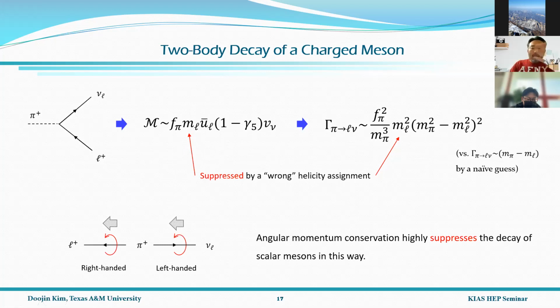So this behavior can be understood in terms of angular momentum conservation. In the decay of the scalar positive pion, the neutrino is left-handed, whereas the positive lepton is right-handed. However, as you see here, the angular momentum in the final state is not zero. So this way of decay is highly suppressed. If the charged lepton were massless, this decay wouldn't be allowed. But fortunately, the lepton has non-zero mass, and the decay happens through helicity flipping, conserving the total angular momentum in the process.